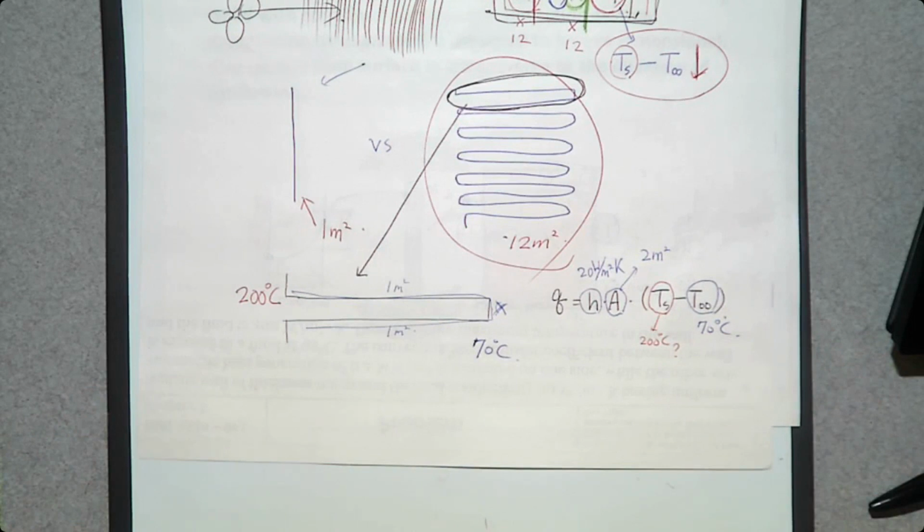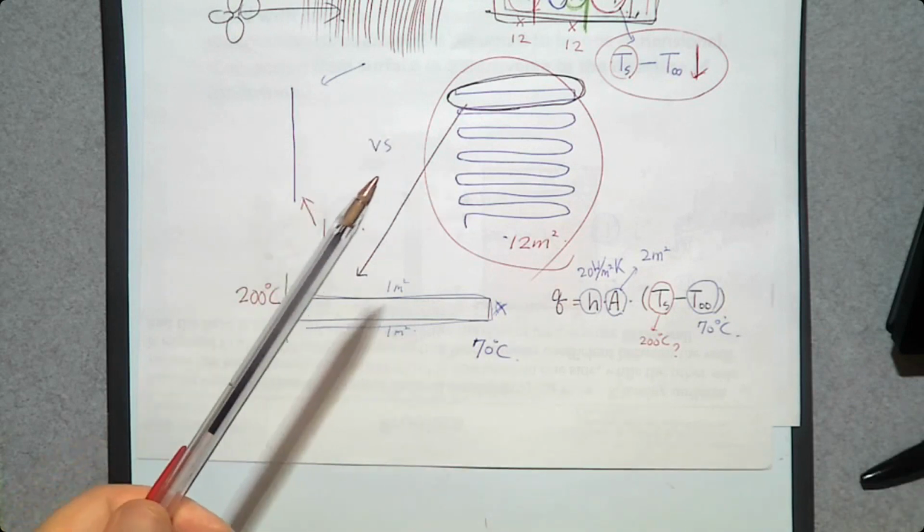So can we say this surface temperature is 200 degrees Celsius? Yes or no? Can we say the surface temperature of this fin is 200 degrees Celsius? So you can use this equation to determine the rate of heat transfer from the fin to the surrounding. Am I right or wrong? Not right. Why is that? The base, the engine surface, may be 200 degrees Celsius. What about what's going to happen here?